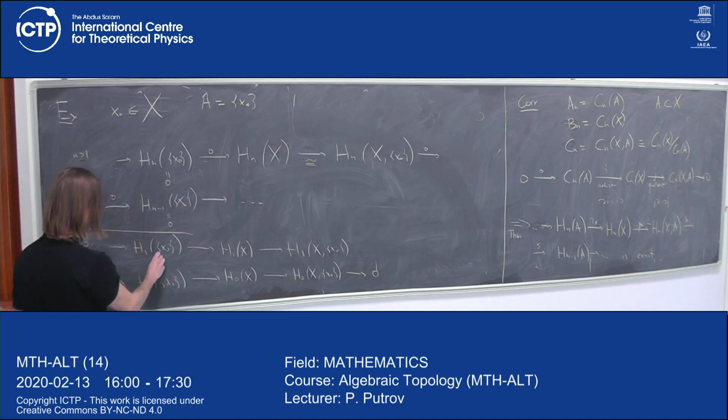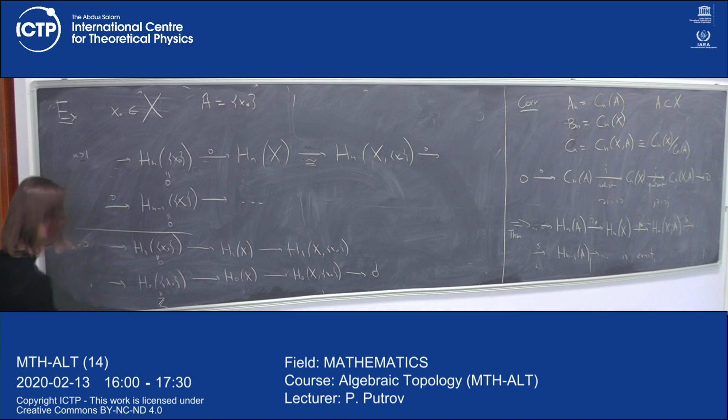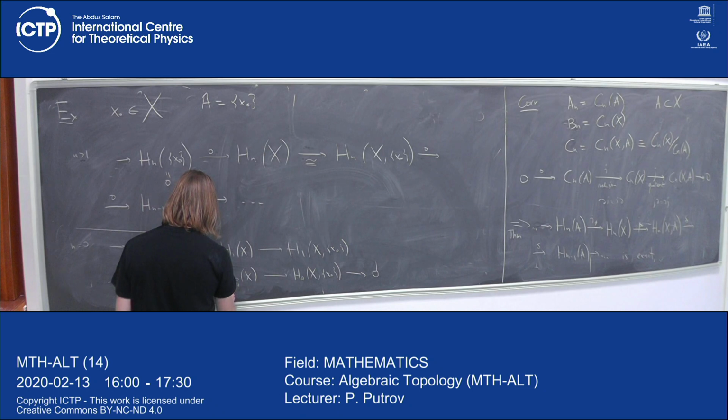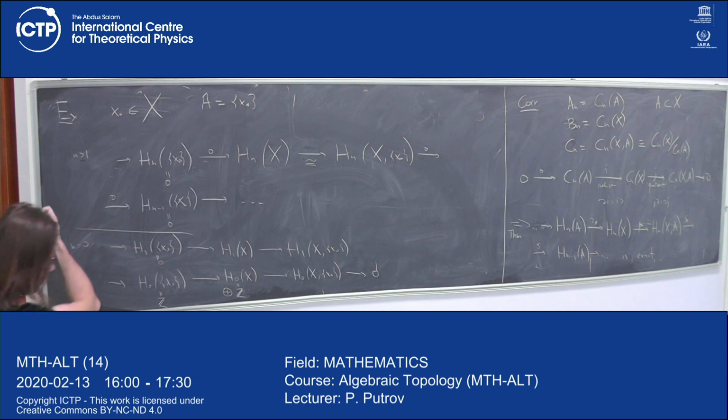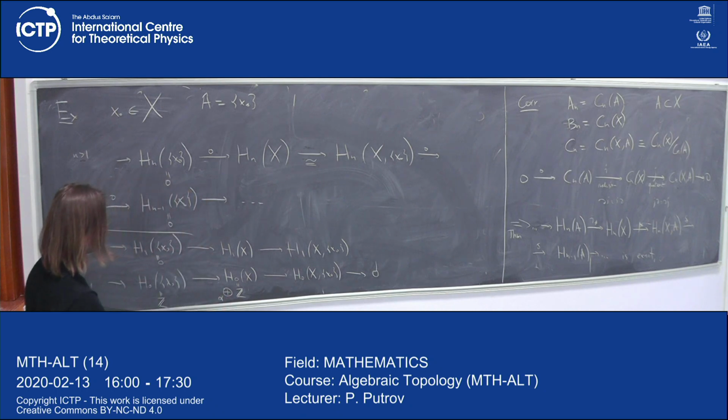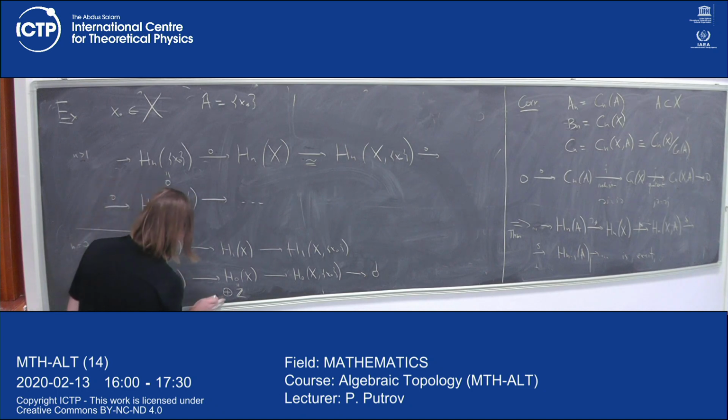So what do we already know? We know the homology of a point. H1 is still 0, but H0 of a point is Z. And we also know what H0 of X is for general X. This is a direct sum of copies of the free abelian group Z, one for each path-connected component of X.